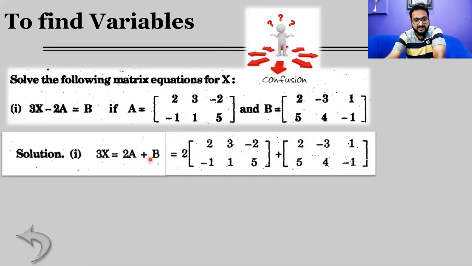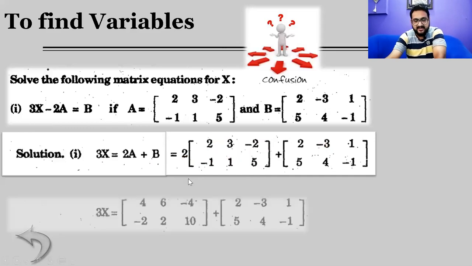Two is here, the value of a is here, and plus will be here, and the value of b is here. What is the first step to solve this question? What is the next step? You will multiply this matrix by 2, so every element in this matrix is multiplied by 2.